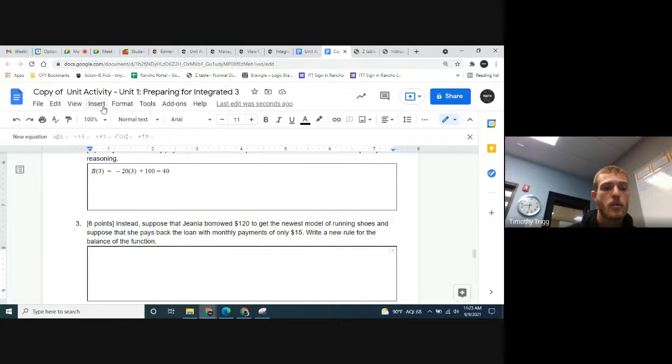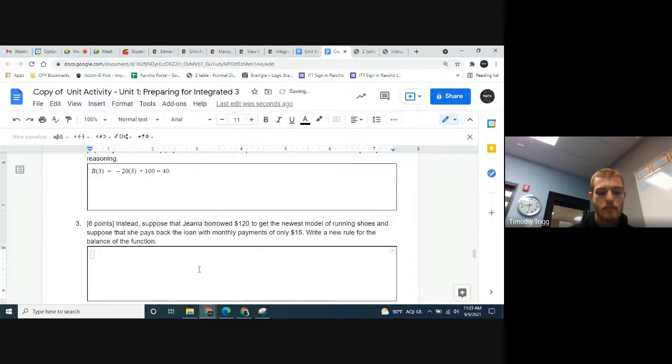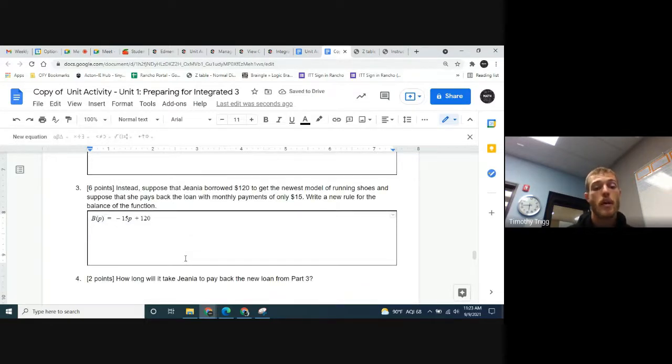Okay, so I'll show you what it is just in case you weren't able to figure it out. But it would be this, b of p equals, and she's making $15 payments, so her balance decreases by 15 times the number of payments. And the amount she owes initially is 120. So this would be the function rule that shows her the balance she owes after each payment.